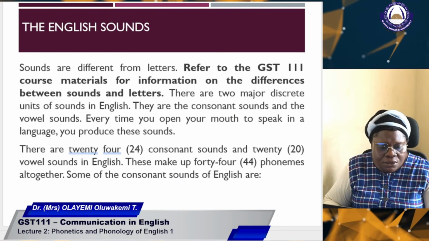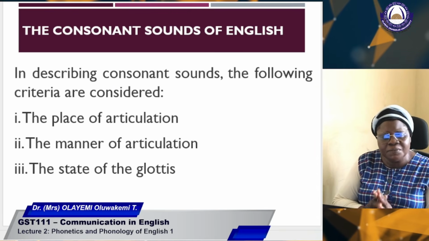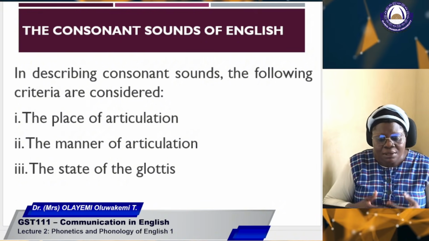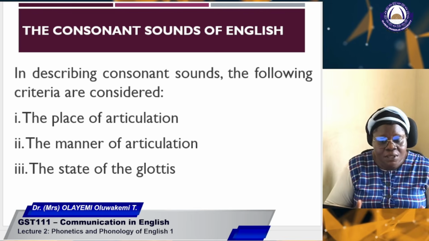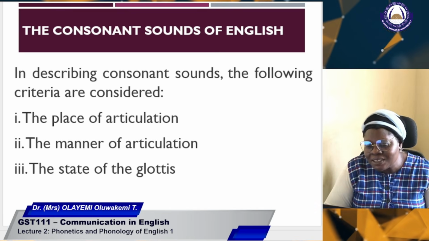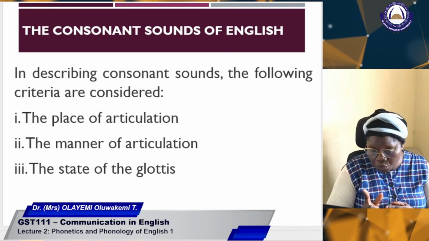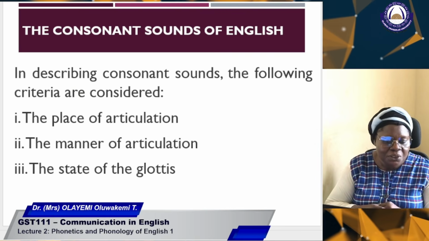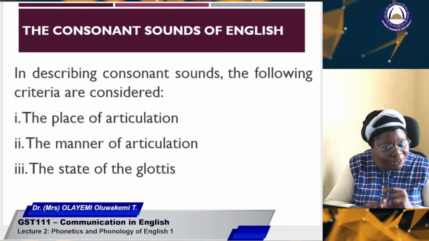Now let's talk about these sounds. In describing, let's talk about the consonant sounds first, the consonant sounds of English. There are certain criteria to be considered in describing consonant sounds. Number one, we must consider the place of articulation. The place of articulation has to do with where that sound is produced. And then number two, the manner of articulation. That is, how is the sound produced?